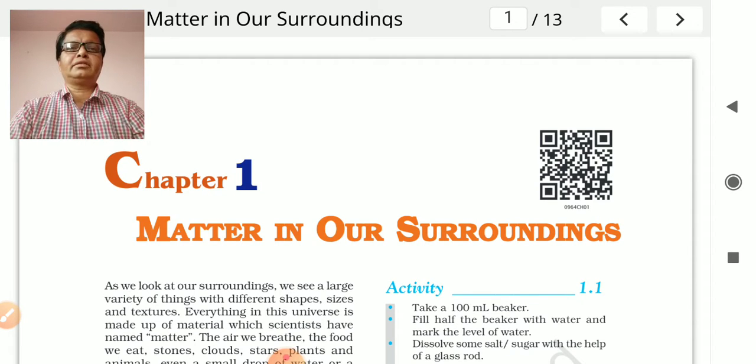Okay, what is matter? It is present around you, in our surroundings. Each and every thing or object available around you is made of some material or substance. That material substance, scientists have given the name matter.